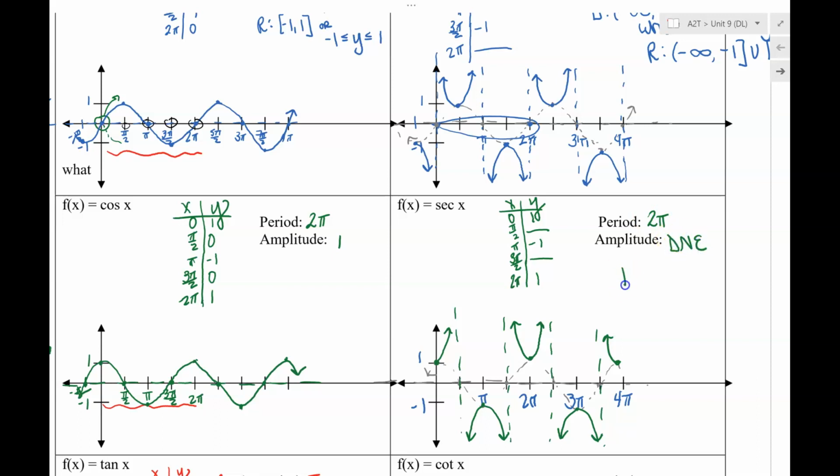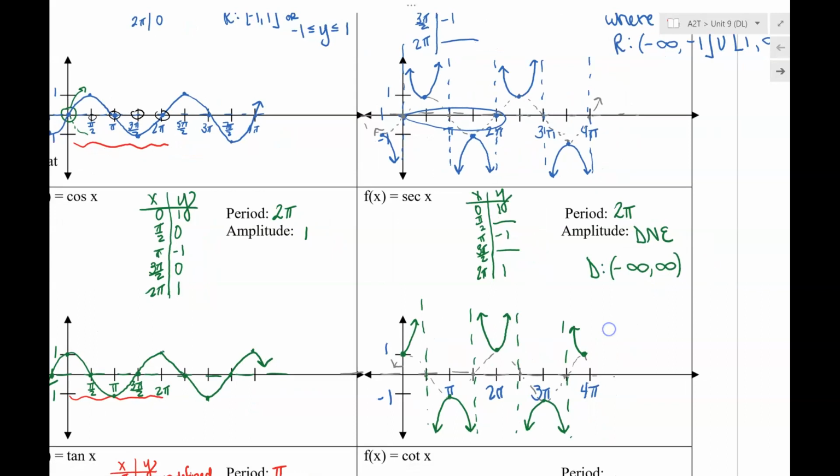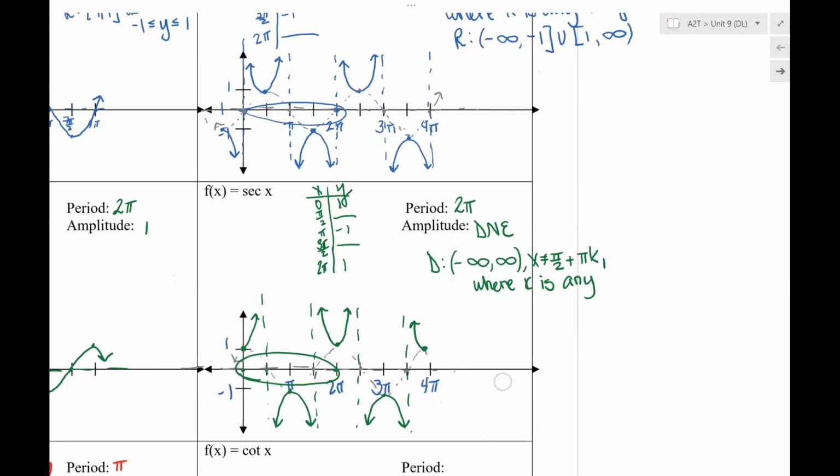Okay, so domain is going to be very similar to cosecant, -infinity to +infinity, but x cannot equal the first asymptote that I see, which is pi over 2 plus half the period still, because if I go from 0 to 2 pi, I have 2 asymptotes in there. So half the period, where k is any integer, we have to define what k is. And I'm running out of room. Okay, range. We go from -infinity to -1 inclusive, union, inclusive 1 to infinity.